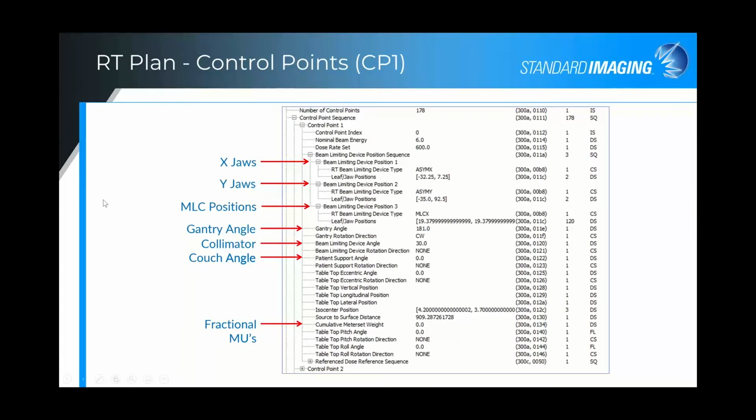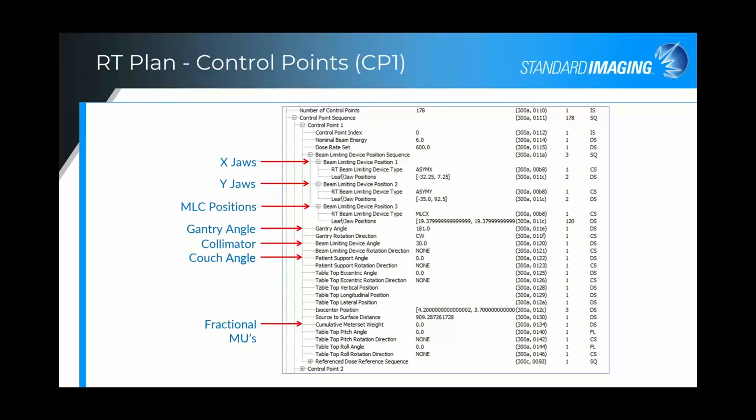And then just to have some information about how that is mapped back to your RTPlan from your treatment planning system, this is just a quick look at control point 1. You see that the X and Y jaw positions are specified along with the MLC positions. The gantry angle is 181 degrees, the collimator angle is 30 degrees, and then the couch information is specified as well. These are familiar parameters outlined in the log files.